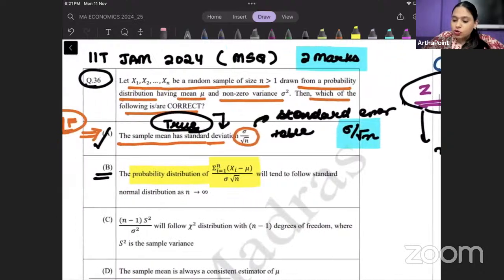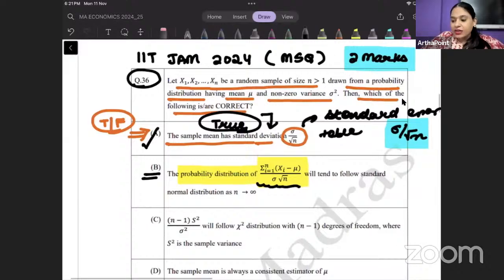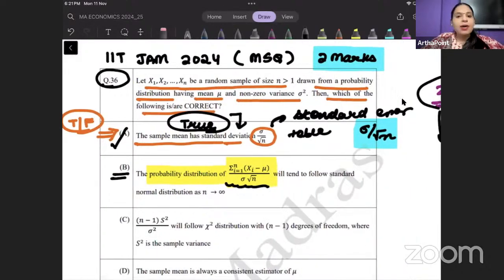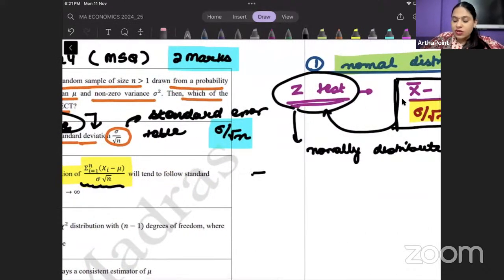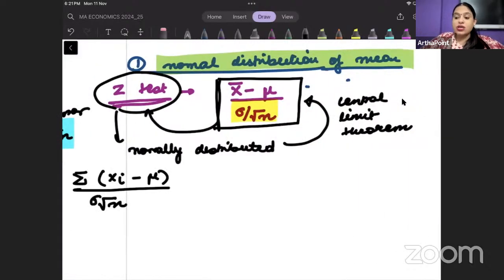So first of all, my question arises here: is this in the mean format? No. And the denominator is also not matching. It is sigma root n instead of sigma by root n. But let us try to open this up. So if I write this down, summation xi minus mu upon sigma root n. This is given to me. I want to check, can I represent this in the mean format? क्या हम इसको इस format में किसी भी तरीके से लिख सकते हैं? Can we represent it in this format? Okay, let's try to open this up.